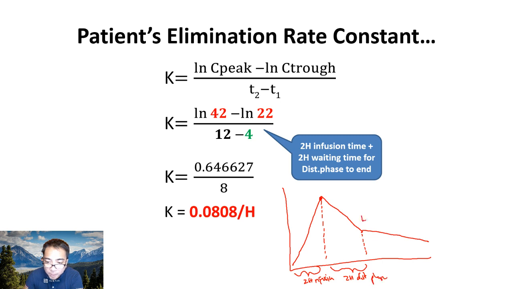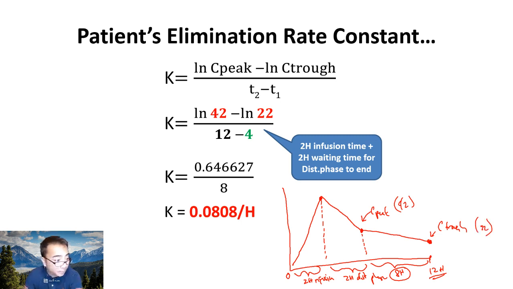So, we only take the C peak here. Then this is the C trough. Right? Which is after 12 hours. So, this is 0 to 12 hours. Okay? So, from this point to this point, it's only 8 hours. Correct? We only need these two points. So, this is the 42. The C trough is 22. So, 8 hours lapsed, so that is our denominator here.